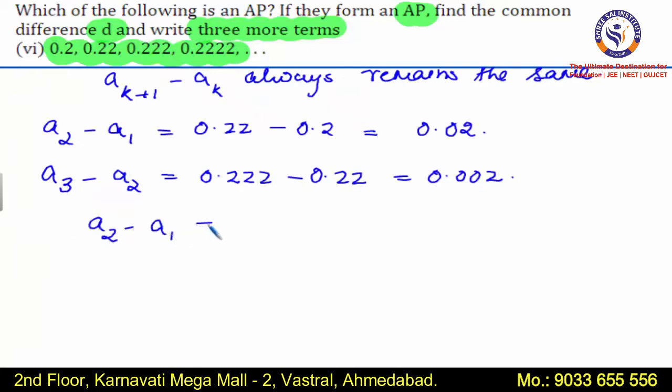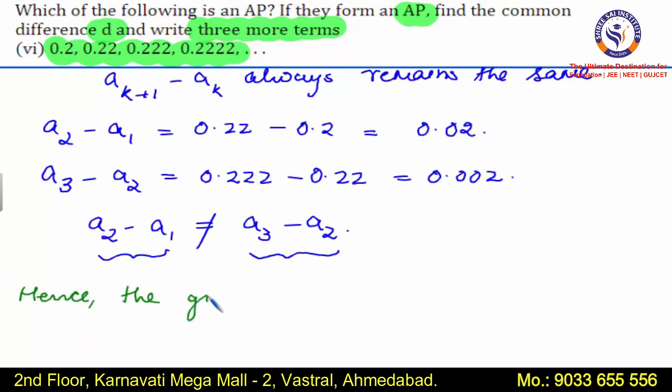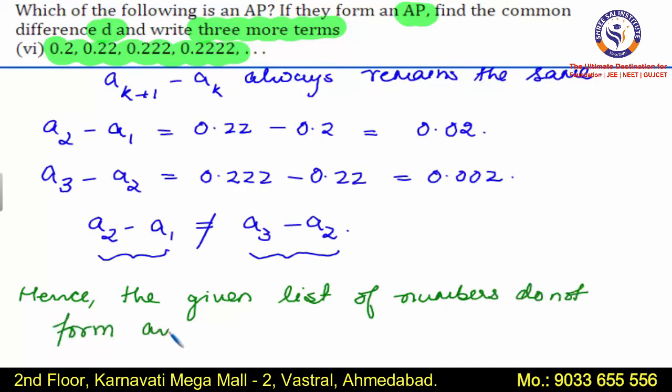Now here we see that A2 minus A1 is not equal to A3 minus A2. That is, on subtracting any term from its succeeding term, the difference is not always the same. Hence, the given list of numbers do not form an AP. This completes the solution.